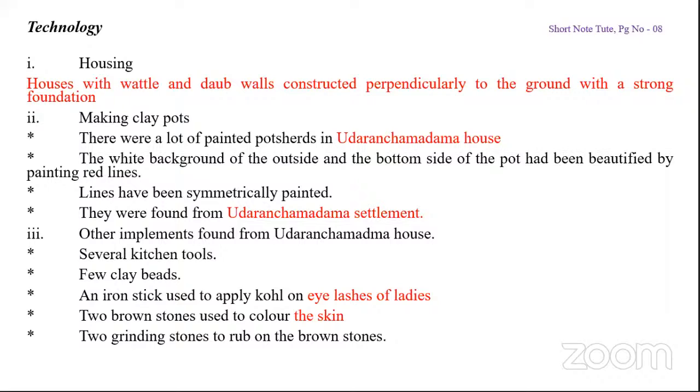Especially girls of that period were using clay beads to wear. That is a kind of beautifying. And an iron stick was used to apply kohl on the eyelashes of ladies. This shows that the early ladies of the proto-historic time period were doing beauty culture. And two brown stones they used to color the skin. So they were coloring the skin, applying kohl on eyelashes, and using clay beads as ornaments. So this is beauty culture.